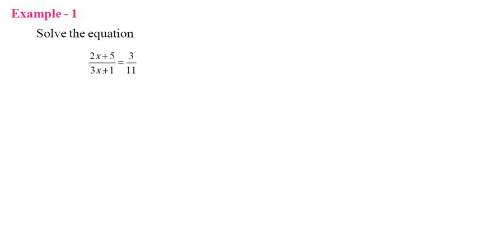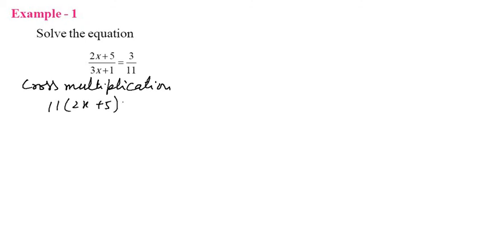Example 1, solve the equation. It is given like this. First of all, do the cross multiplication. What will happen? 11 is multiplied to 2x plus 5, and 3 is multiplied to 3x plus 1. So 11 times 2 is 22x, and 11 times 5 is 55. Here 3 times 3 is 9x, and plus 3 times 1 is 3.